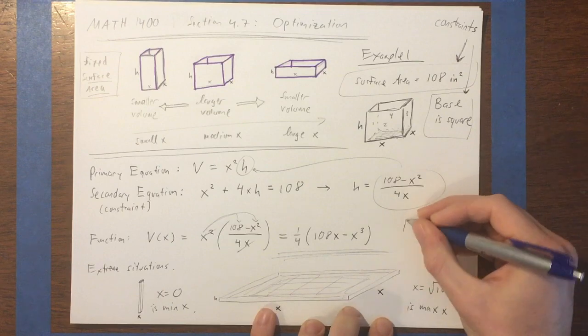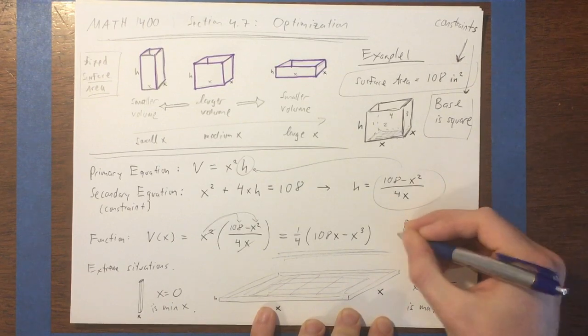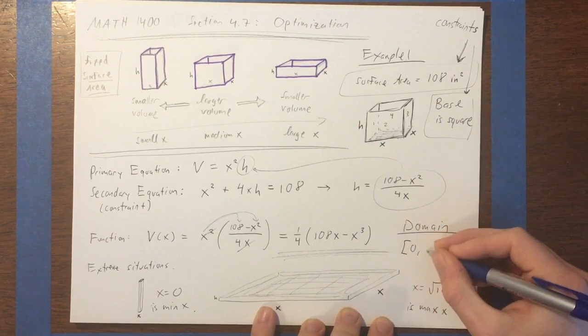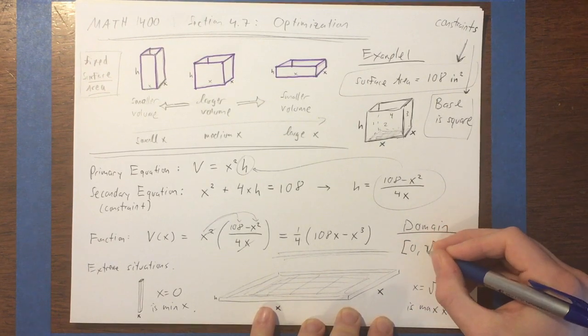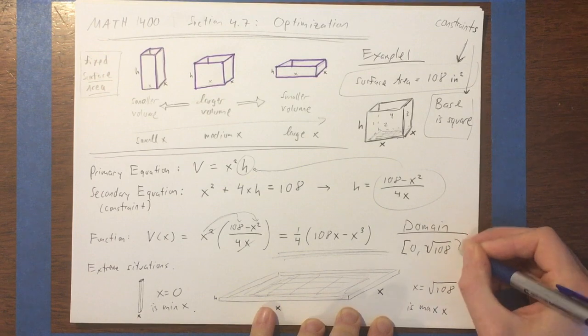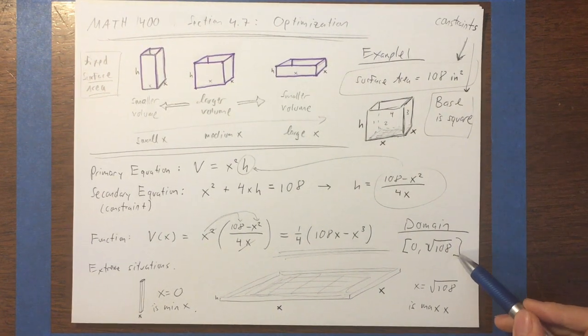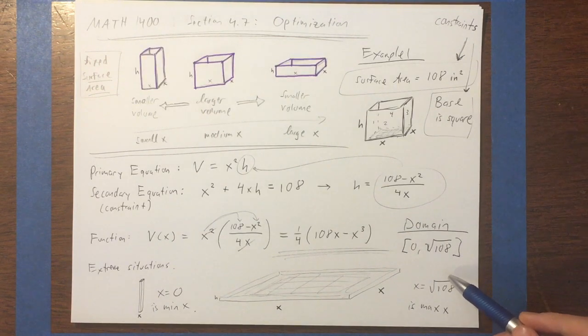So for this function, we're going to use as our domain the interval 0 to the square root of 108. Okay, and the fact that we now have this closed interval to work on means that we can now use the closed interval method to find the maximum value of this volume function. So I'm going to stop the video there and then finish this problem in the next video.